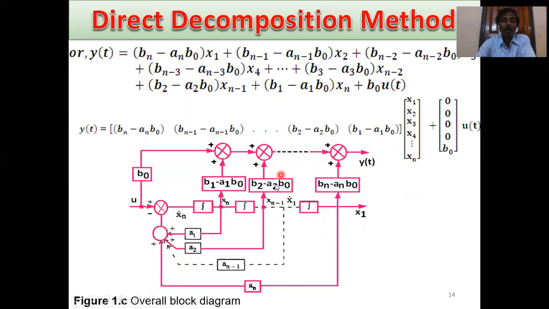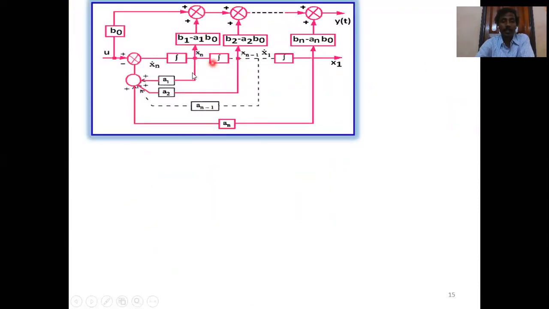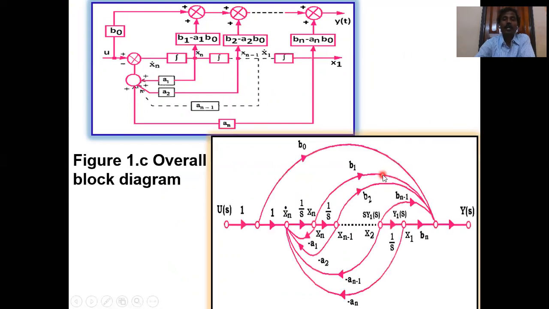So this is the overall block diagram for the direct decomposition technique, and this is the signal flow graph. It's simple. This is the u of t or u of s input, and this is the y of t or y of s output. For nth order, there are n integrators, that's why there are n summing points and n integrations.